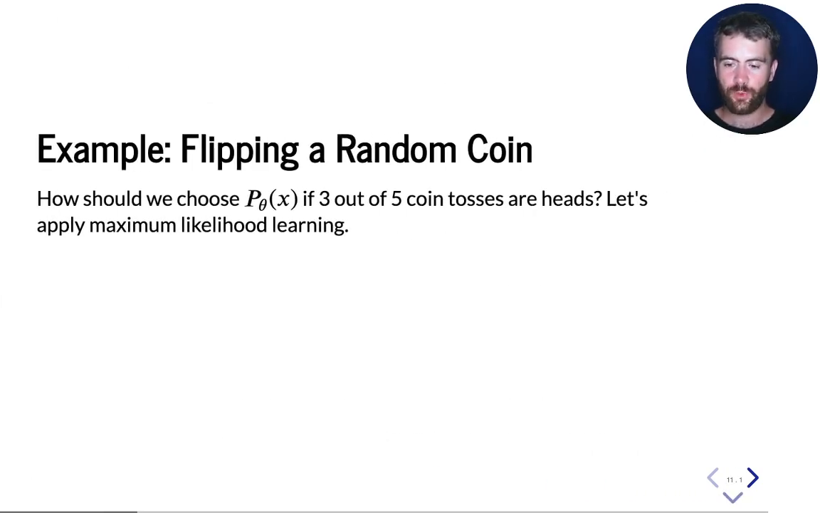Let me briefly show you again an example of how this principle can be applied. Imagine a simple example where we have a probability distribution over flips of a coin. Let's say we have a coin, and this coin has some unknown bias. It has a certain probability of falling heads and a certain probability of falling tails. We have thrown the coin 5 times, and we have seen 3 heads and 2 tails.